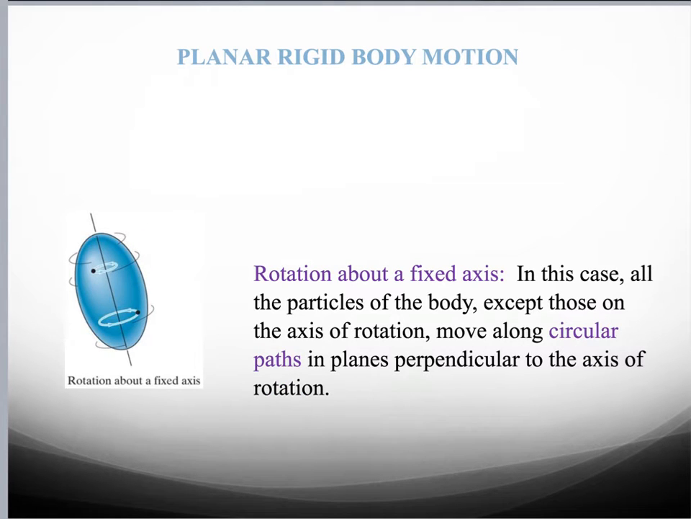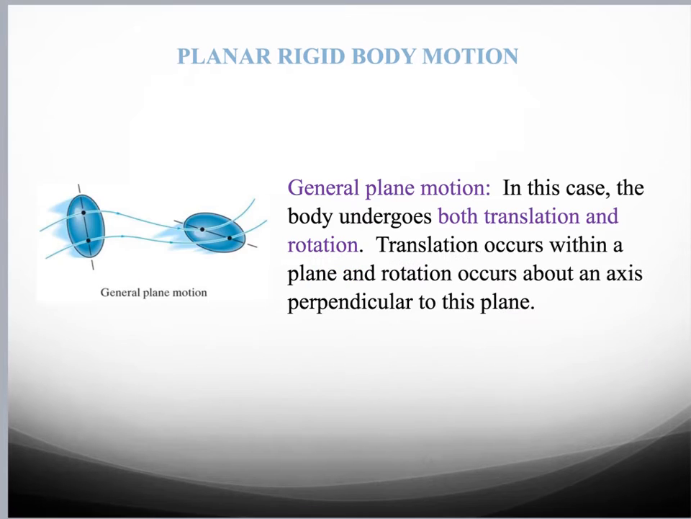We would also include rotation, because the particles here are moving in little circles, and that circle is in a plane, so that corresponds to the definition that we came up with. And finally, we might have a combination of the 2. Notice here, it looks like we have some curvilinear motion, but there's also a little bit of rotation going on. So those are the types of motion that we can be looking at.